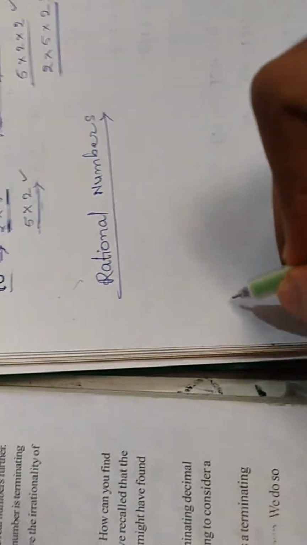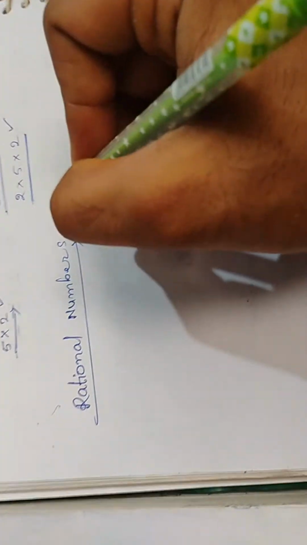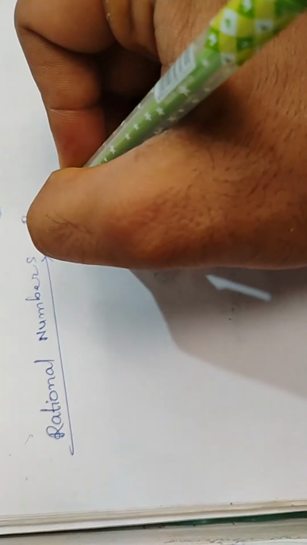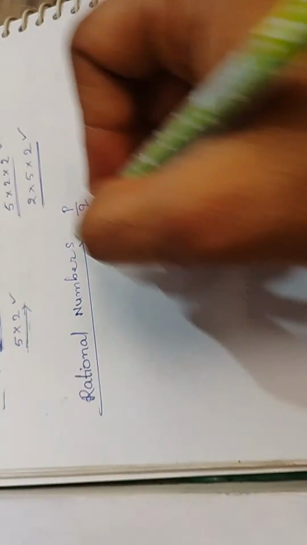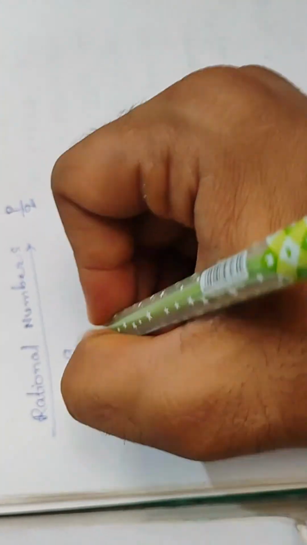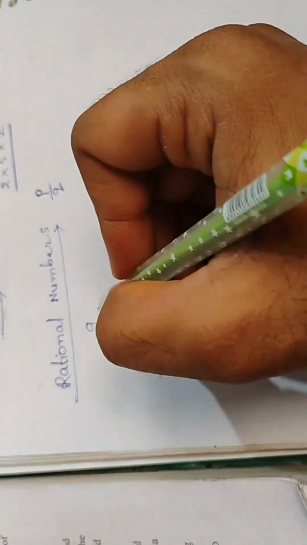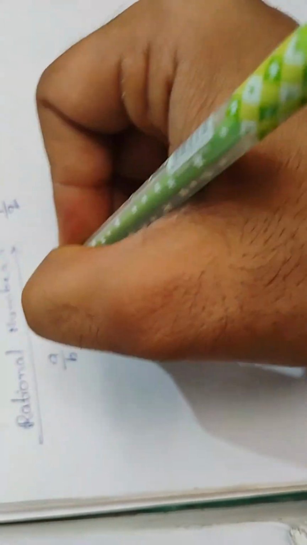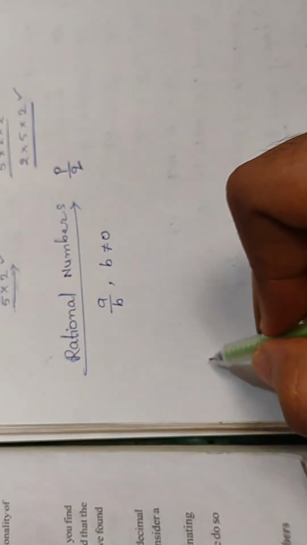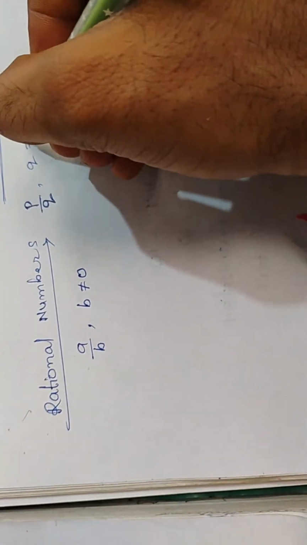Rational numbers. What is a rational number? అసలు రేషనల్ నంబర్ అంటే ఏంటిది? Any number, if you are writing in p by q format. Famous definition: p by q format or a by b format, and b, the denominator, should not equal 0. Here q is a denominator, q should not be equal to 0.